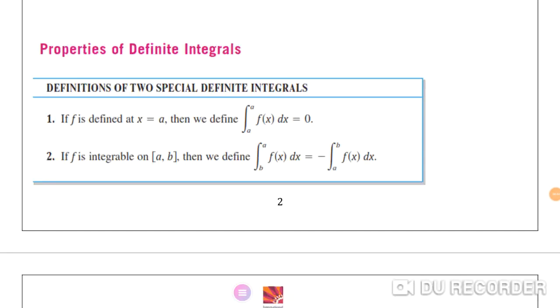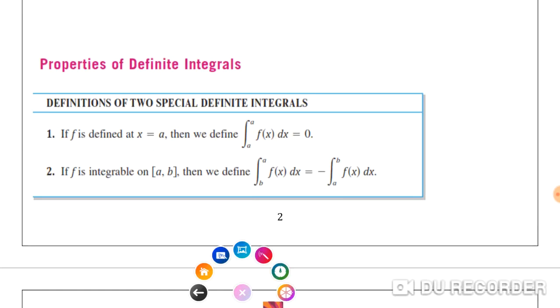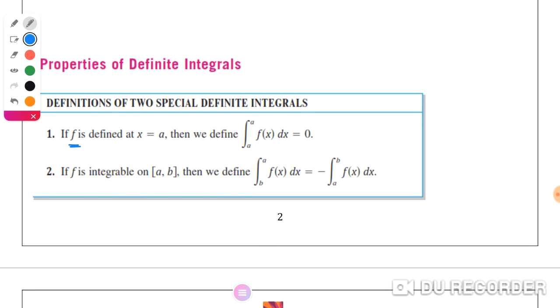We are going to talk about the properties of definite integral. Let's begin with the first property as you see here. If the function f is defined at x equal a, then the definite integral from a to a of any function f of x with respect to x will be 0.